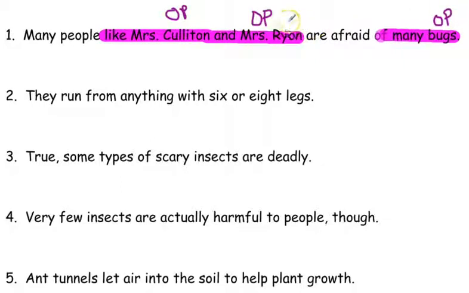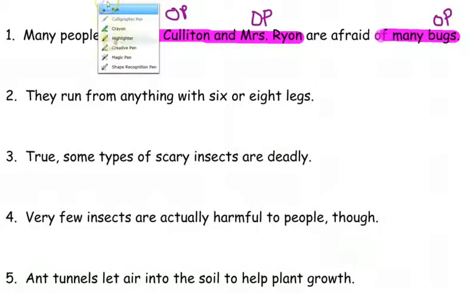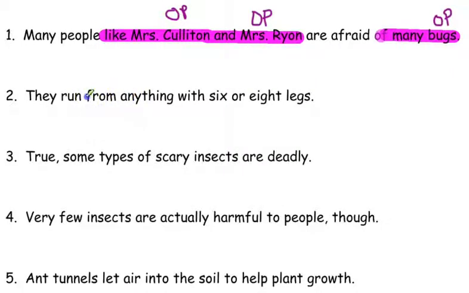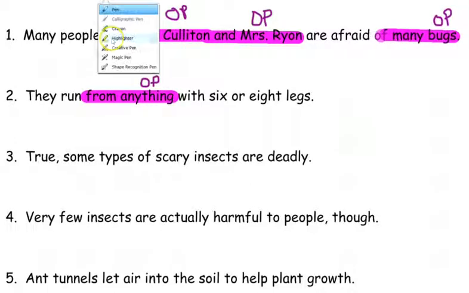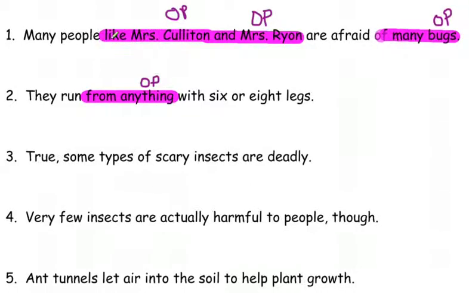"They run from anything with 6 or 8 legs." I see a preposition, "from," and in this case it's a pronoun, "from anything." And that's my object of my preposition. And then I see another preposition, "with." With what? And I keep going until I find my noun, "with 6 or 8 legs." And so "legs" is the object of the preposition. And I've got some modifiers. How many legs? 8 legs. 6 legs.